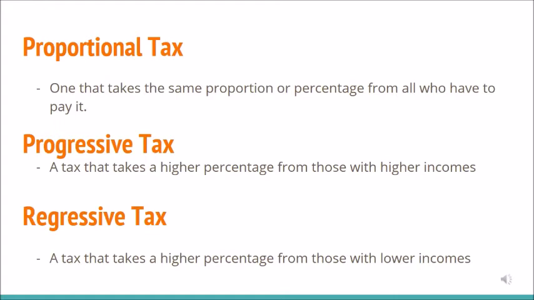Proportional tax, to make it simple, is one that takes the same proportion or percentage from all who have to pay it. While the second, progressive tax, is when, as income rises, the proportion of the total paid in taxes increases. The average rate of taxation will therefore be lower than the marginal rate.